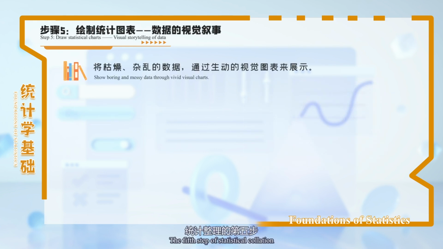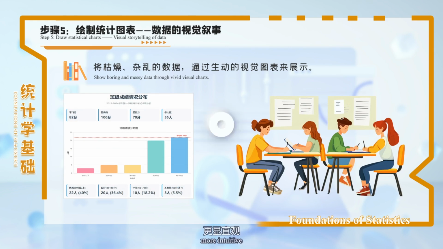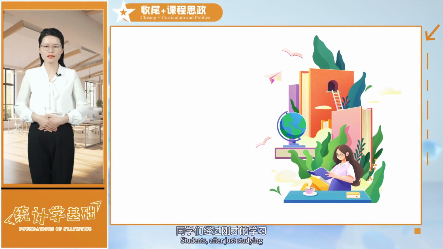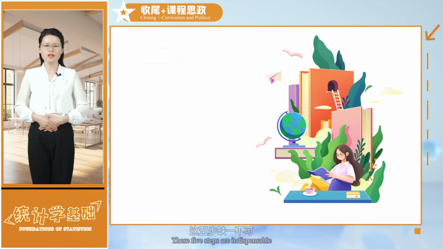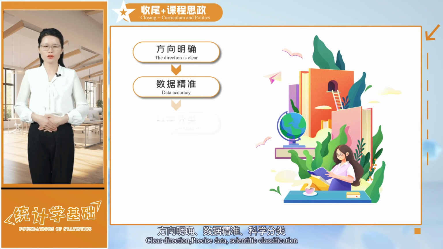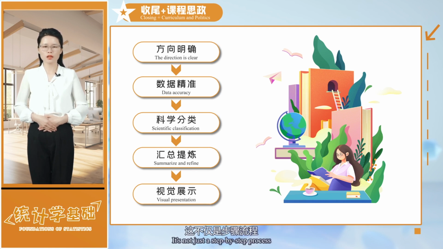The 5th step of statistical collation is to convert boring and messy data into vivid visual diagrams, such as the distribution of grades in a class. Show it through diagrams, more intuitive. Students, we have now completed the 5 steps of the battle of statistical organization. These 5 steps are indispensable: clear direction, precise data, scientific classification, summarization and refinement, and visual display. It's not just a step-by-step process. It is the 5-fold cultivation of our life.